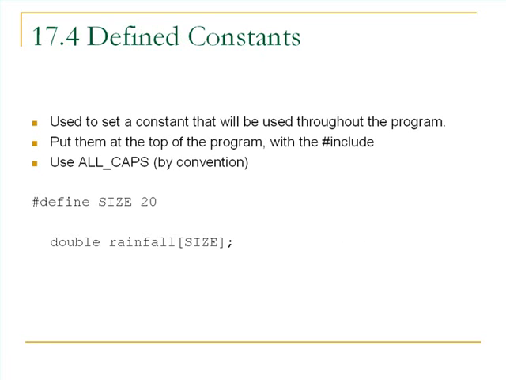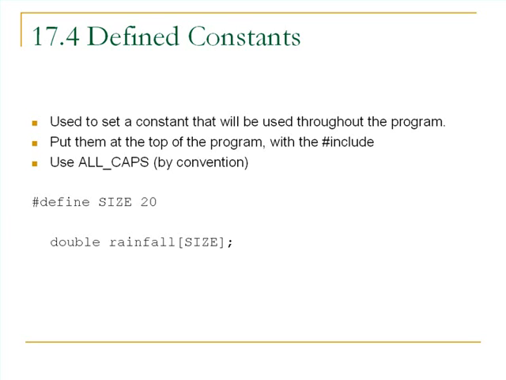So here's the defined constant that I talked about. It's very common in C language that you would define a constant that can be used throughout the program, especially when you're declaring arrays. So if we say pound define SIZE to be 20, then we can use SIZE, capital S-I-Z-E, in the declaration of an array. So this means we have an array of double values called rainfall, and there are 20 elements in this array.